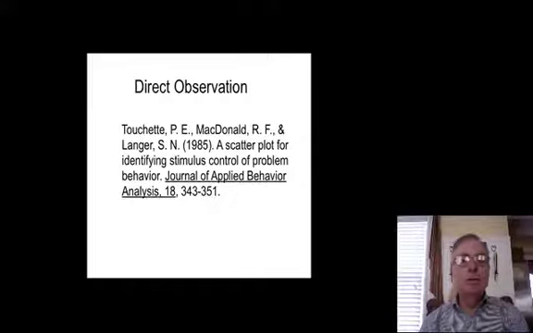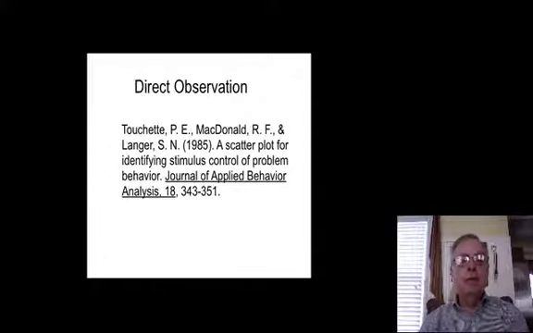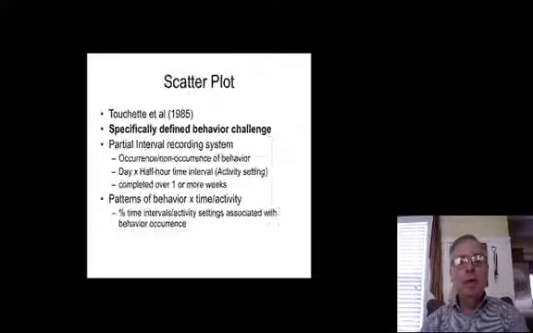As far as direct observation is concerned, the scatter plot has always been one of my favorites. Sorry for the problem with the PowerPoint here. It was published by Touchette et al. in 1985. Basically what you do is you use a partial interval recording system, and you record the occurrence and non-occurrence of behavior in brief intervals, sometimes as short as 10 seconds, sometimes as long as half an hour. And you're basically looking at that completed over 1 or more weeks.